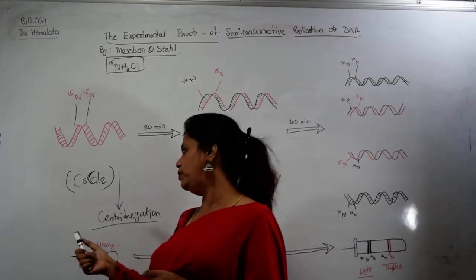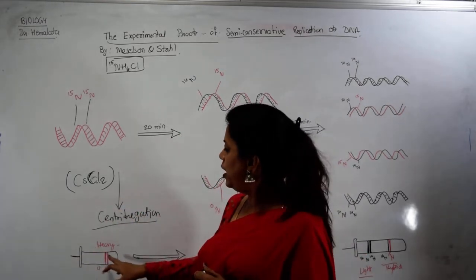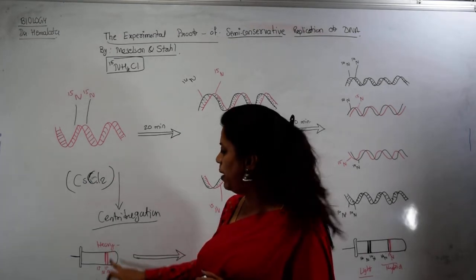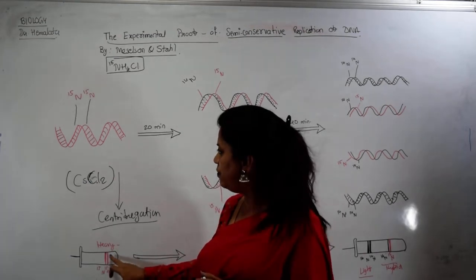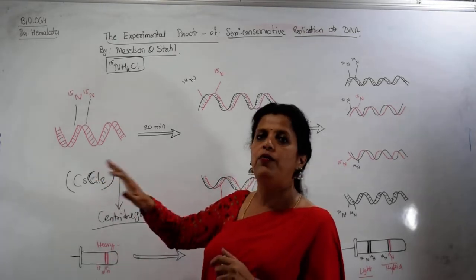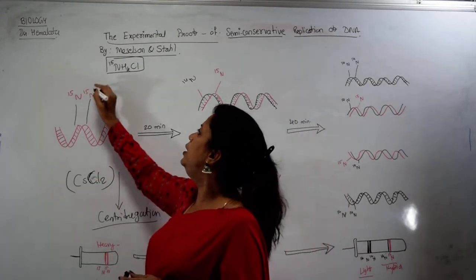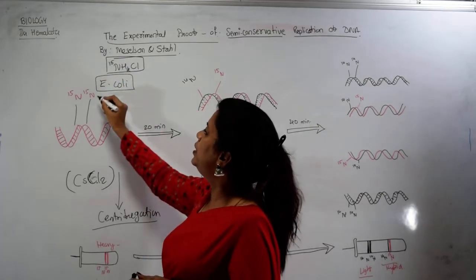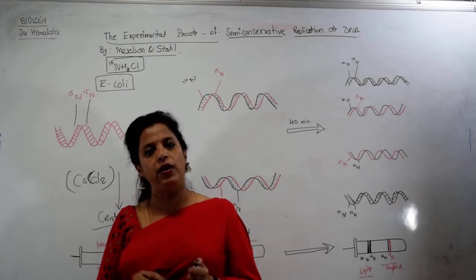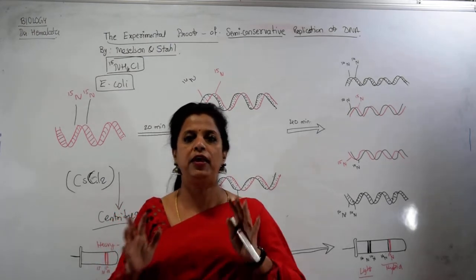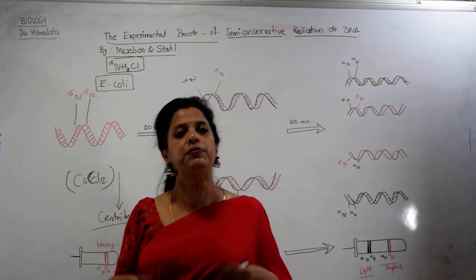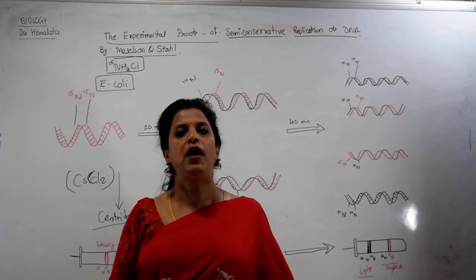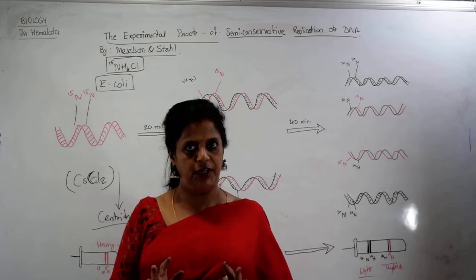Whenever you do it with the cesium chloride, N15 will settle at the base. This is a heavy N15. This is a band of N15. Right? Both are N15, N15. This is the first one. We started the experiment in E. coli, Escherichia coli bacteria with N15, which we have already grown for a longer time, meaning many generations. Therefore all their DNA was having both the strands with N15 only.